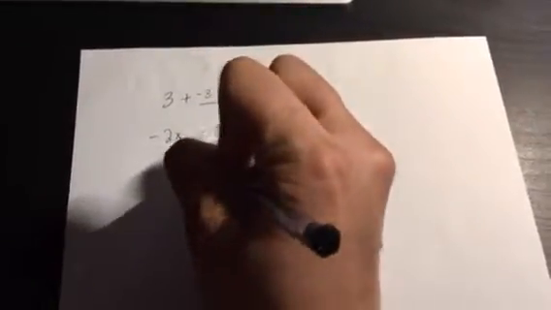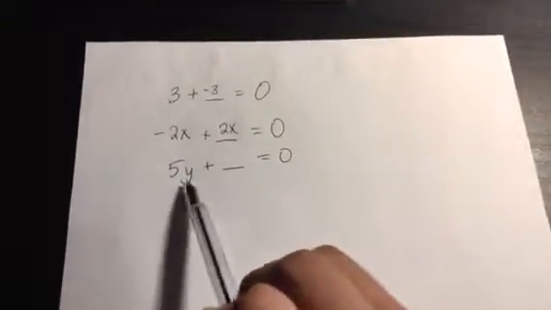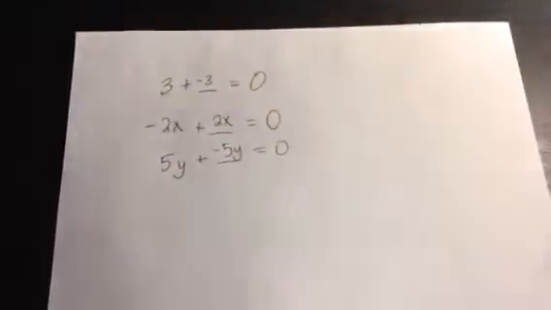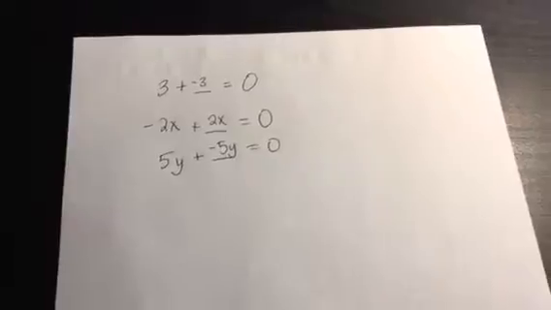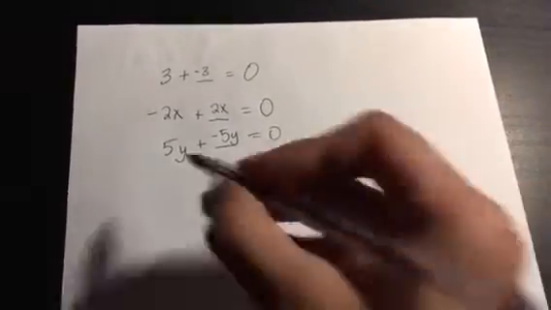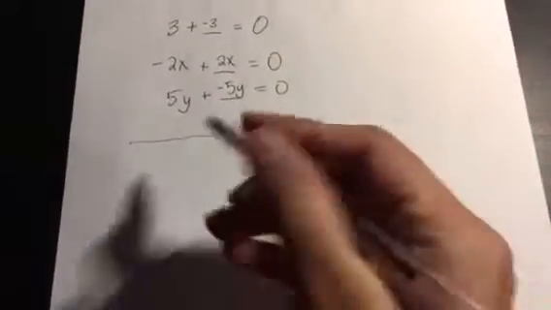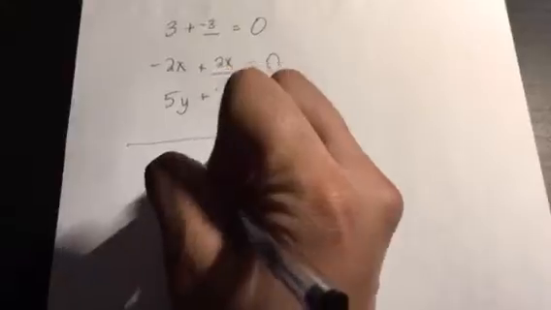A couple more examples. 5y. What do I have to add to 5y in order to get 0? So you know opposites, I would have to get -5y. Okay, so now I'm going to give you something a little different.